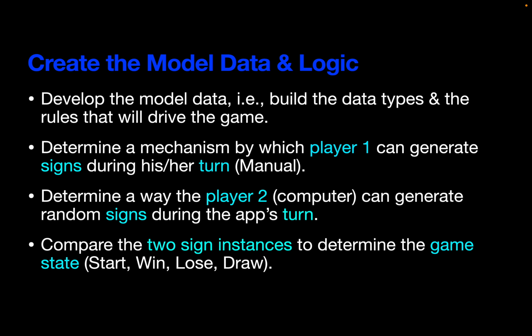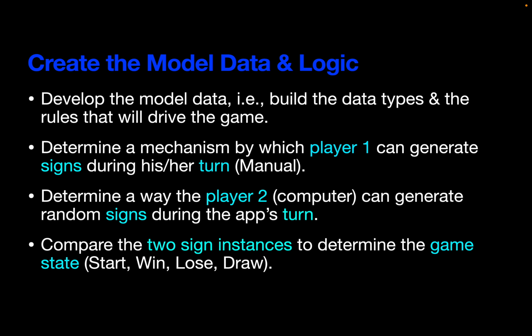And the last thing we want to do is, at the point where player one has thrown up a sign and the computer has also thrown up a sign, now we have two different signs, and those two signs can be used to determine whether that part of the game has been won, has been lost, or is a draw, right? So eventually we're going to develop code to compare the two sign instances to determine the state of the game at that point, which we call the game state.